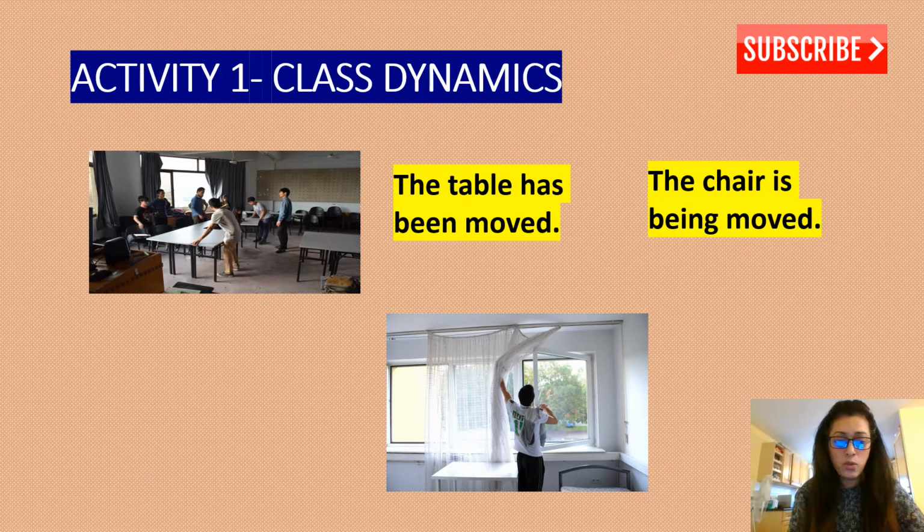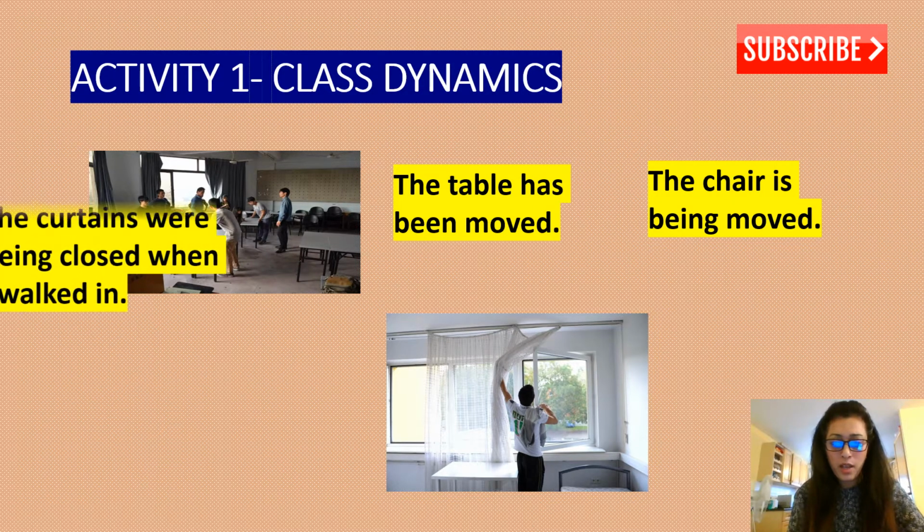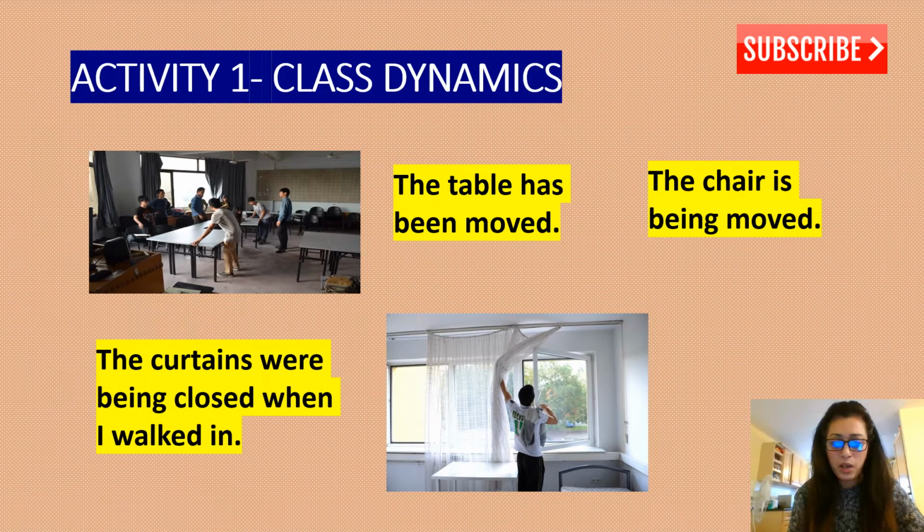So what you need to do is divide your class into teams and then send one member from each team out of the room for 1 to 2 minutes. Have other students move things in the room and then call the students back in and let them notice what changes you have made. So like in the first picture, you can see here that the table has been moved. So you can say the table has been moved or the chair is being moved and the curtains were being closed when I walked in.